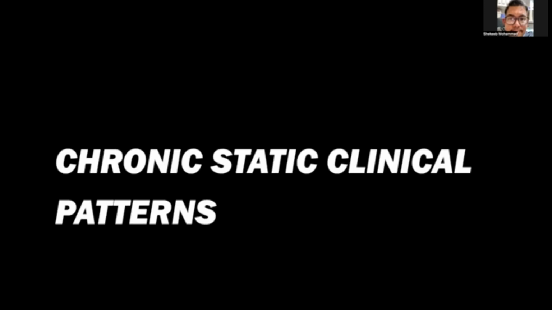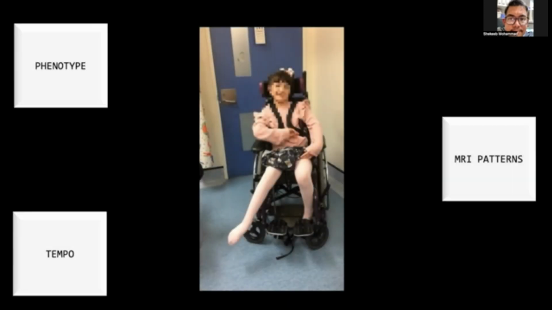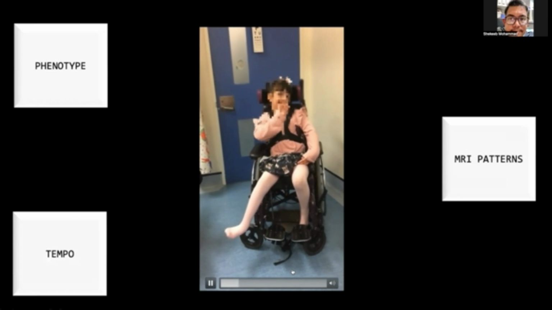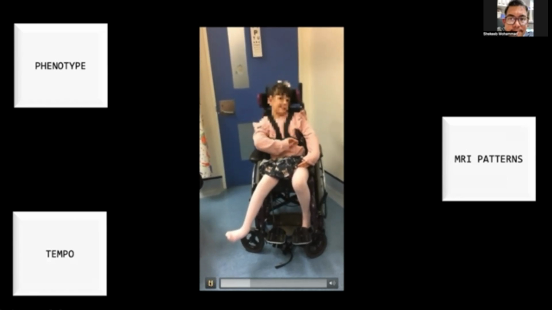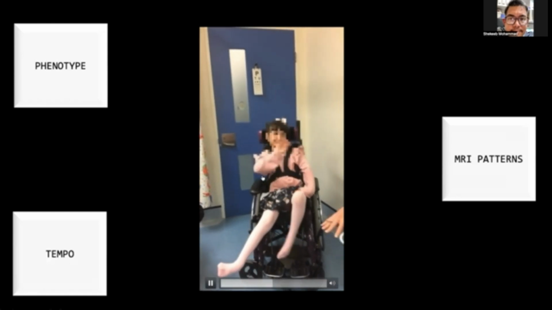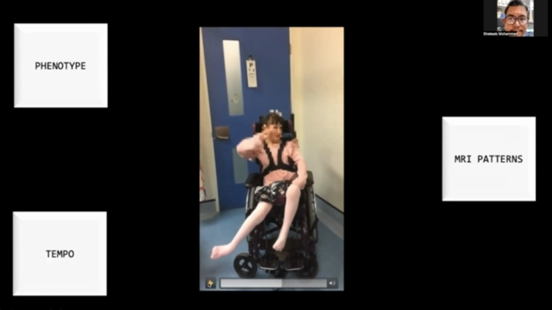So starting out with chronic static clinical patterns, this is a case which illustrates such a pattern in a girl who we as clinicians would describe as having an asymmetric dystonic tremor, but with a generalized distribution and preserved intellect, with a history from birth of a static clinical course. So this constitutes what we would commonly call a cerebral palsy. And in this instance, this child did have a history as well of neonatal jaundice.